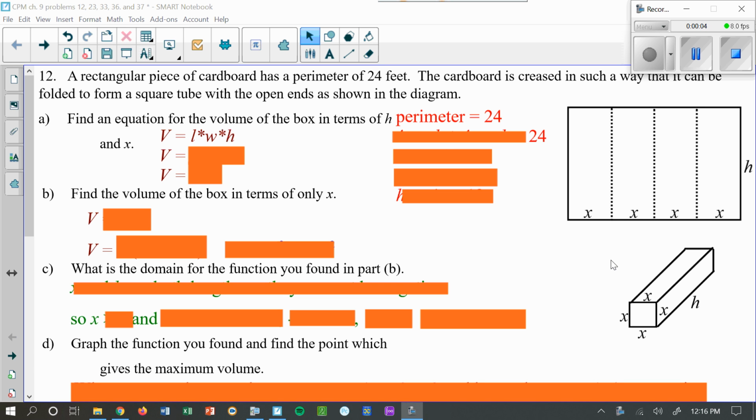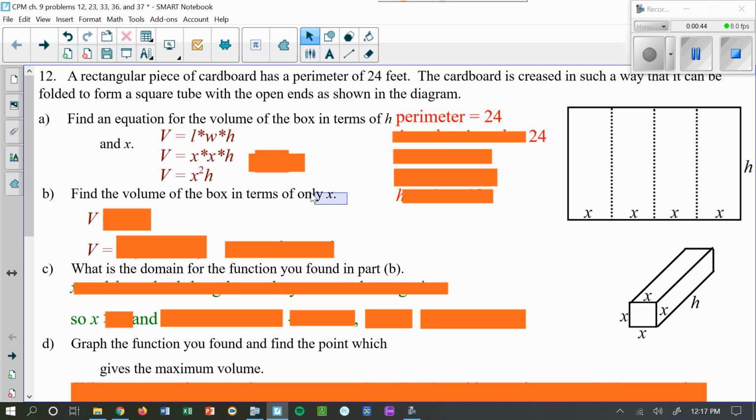So in problem number 12, we have a piece of cardboard that's being folded up to form a box. We're told that one end of the cardboard box is a square. So it would be like x by x, with h for this side. You can use whatever you wanted, but you should know that the volume of a box is length times width times height. So in this case, it's x times x times h, or we could just write it as x squared h.